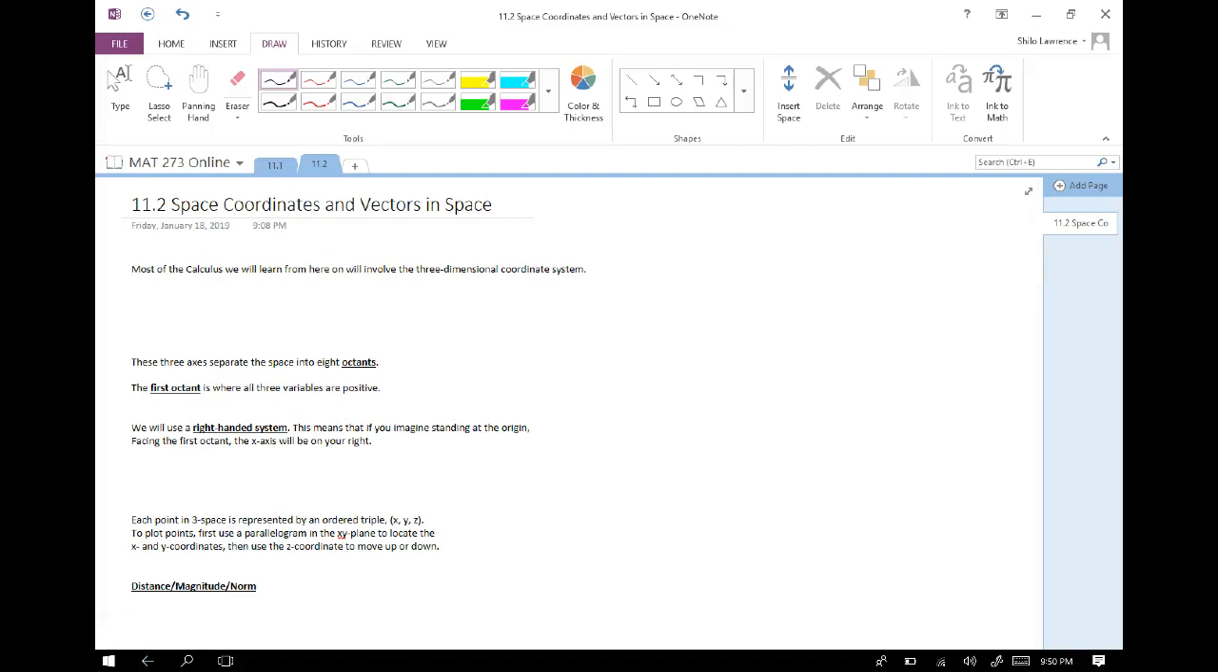Most of the calculus that we are going to use from here on through the rest of the semester is going to involve the three-dimensional coordinate system. In a lot of ways, Calculus 3 just re-examines a lot of the concepts that we learned in Calculus 1, except we take those Calculus 1 concepts and adjust them a little bit just so they can work in the three-dimensional coordinate system. So we're going to be seeing a lot of three-dimensional graphs.